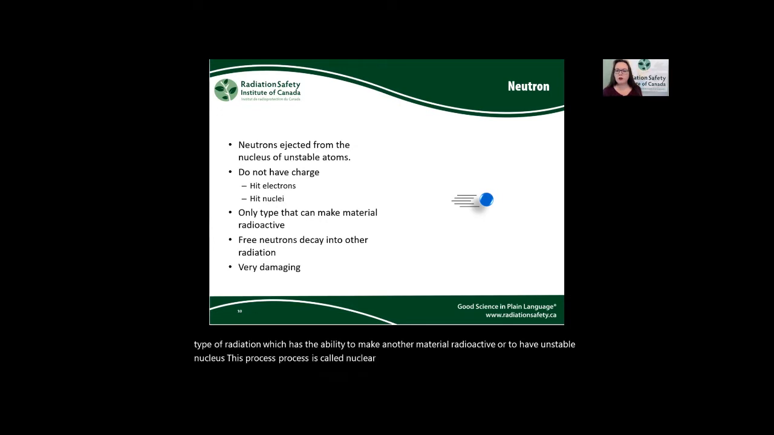It happens when the ejected neutron joins the nucleus of another atom, giving it an imbalance of protons and neutrons compared to what it needs to be stable. Free neutrons are unstable themselves. If they do not interact with matter, they will decay into other forms of radiation. Because of its ability to deposit large amounts of energy deeply into materials, neutron radiation is considered the most dangerous and damaging form of nuclear radiation.